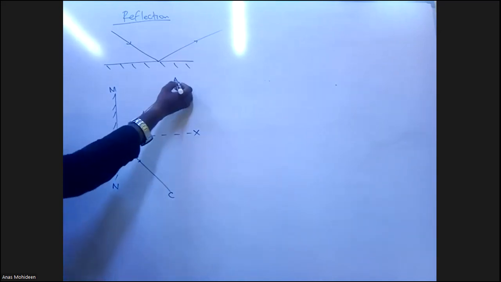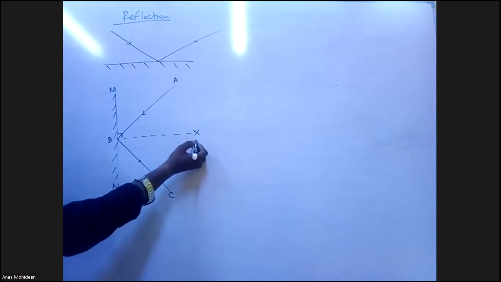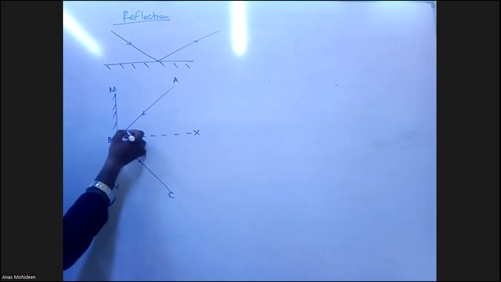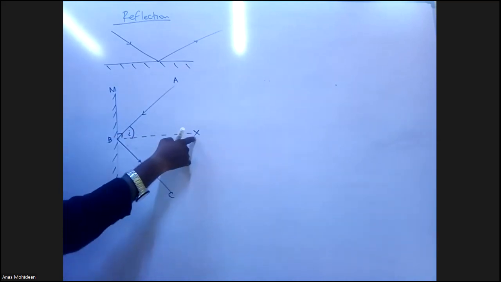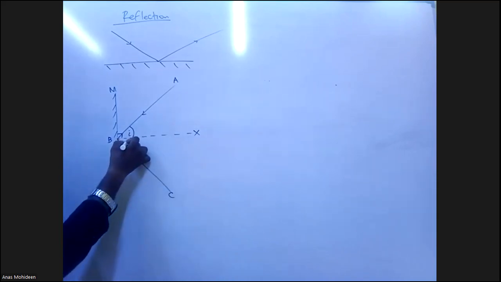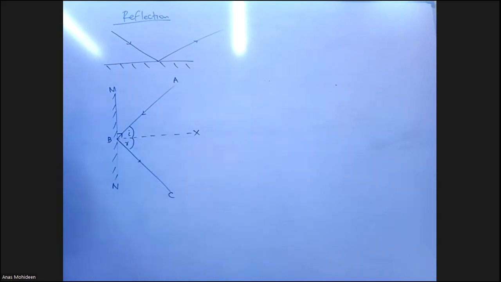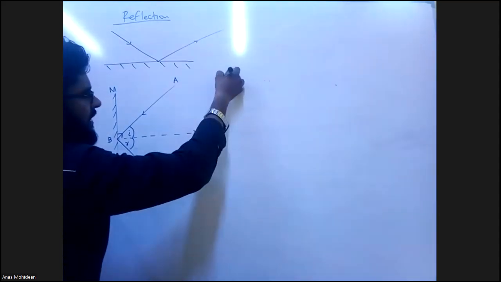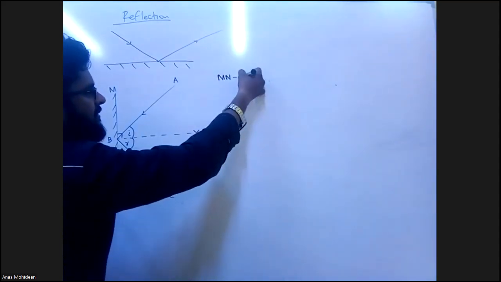You can see in between AB and BX, there is an angle. I'll name it as I. And there is another angle between BC and BX. I'll name it as R. Okay. These are the terms I have to name. MN, what is MN?